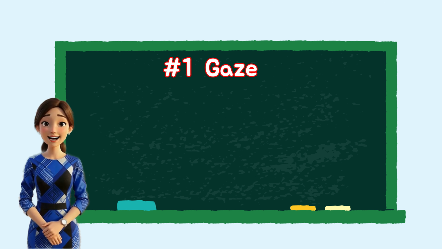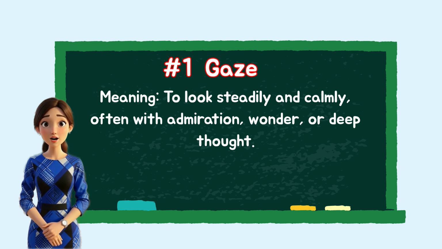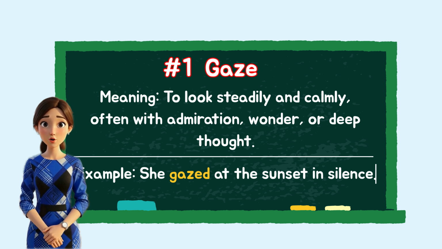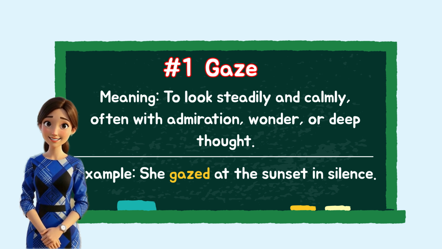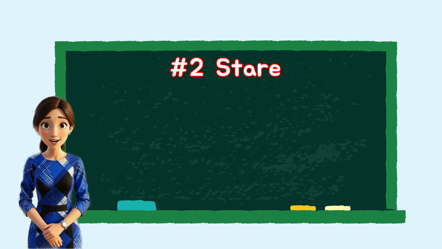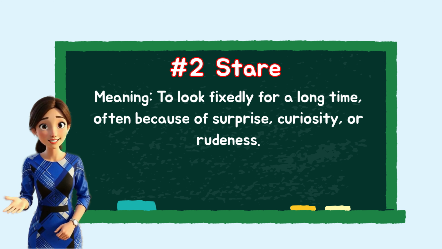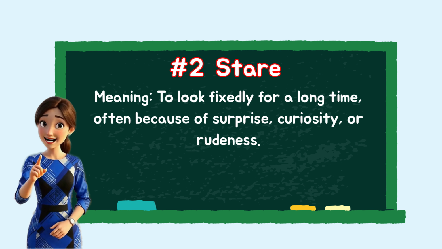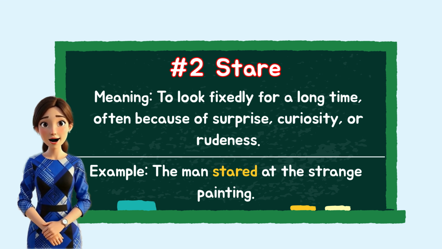Number 1. Gaze. It means to look steadily and calmly, often with admiration, wonder, or deep thought. Example, she gazed at the sunset in silence. Number 2. Stare. It means to look fixedly for a long time, often because of surprise, curiosity, or rudeness. Example, the man stared at the strange painting.